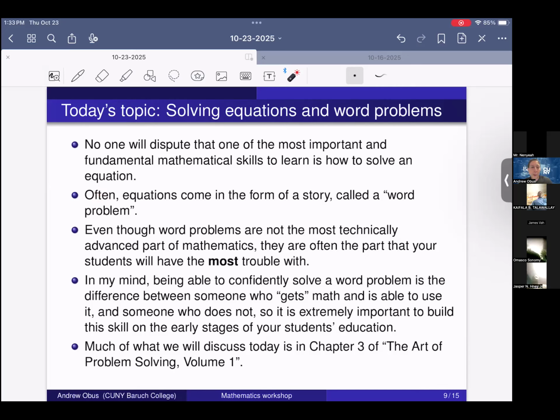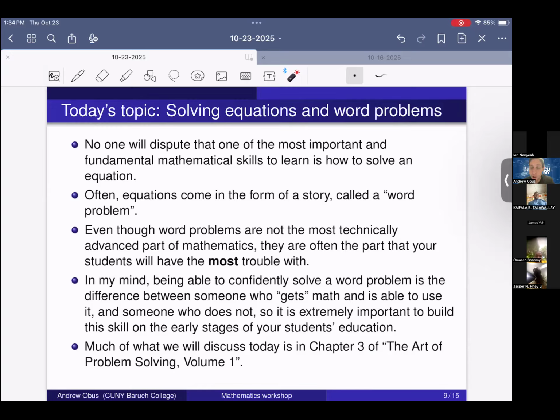Word problems are not the most technically advanced part of mathematics. It's not calculus, it's not trigonometry, it's not logarithms and exponentials, it's not combinatorics, it's not number theory. I think a lot of us think of word problems as a little more basic than that. But at least from my experience with American students, and I would guess it's probably true with Liberian students also, word problems are one of the first things that your students will have lots and lots of trouble with. Even if they've been good at math up to this point, when they encounter word problems, often a lot of people start to lose the thread.